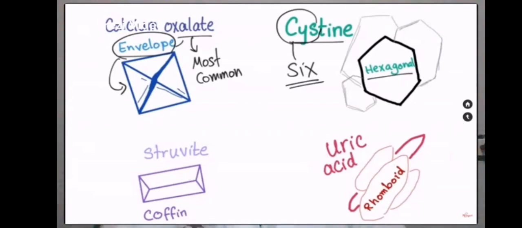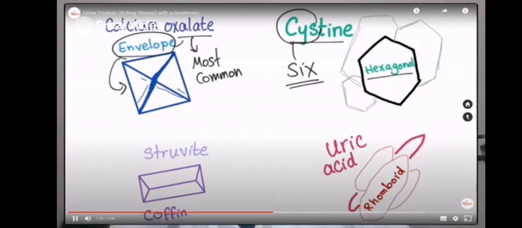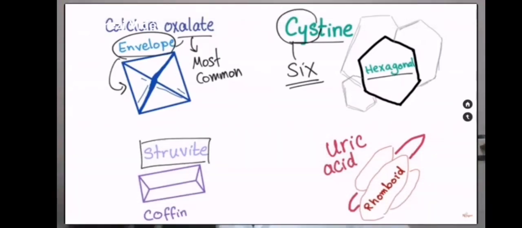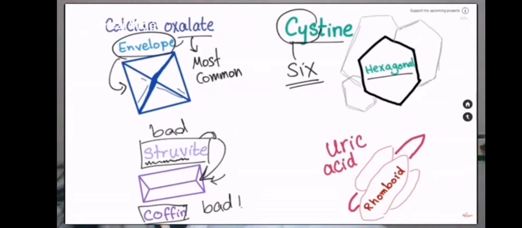We have the struvite stone. Struvite stones are bad, like really bad. The coffin, which is bad. Okay, the way I remember it, you can say struvite is worse. Last, we have uric acid. They are rhomboid in shape. The way I remember, uric acid, sometimes gout comes into mind.